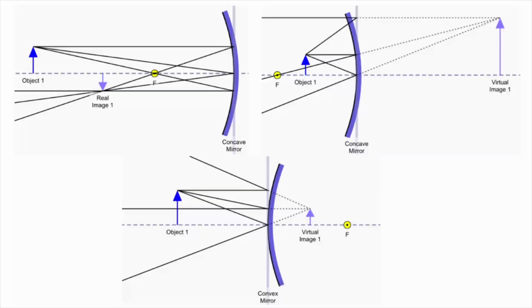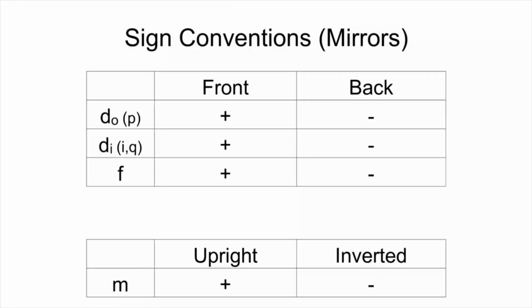So that's what we mean by front. So what's the back side of a mirror? The not shiny side, the non-reflective side.